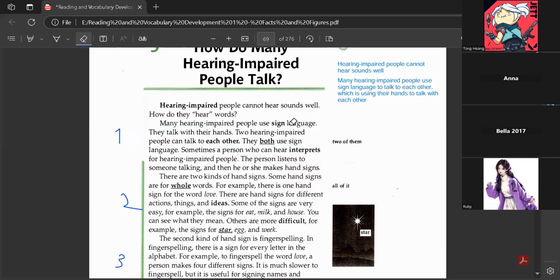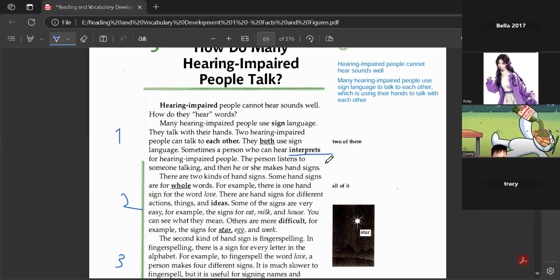Sometimes a person who can hear interprets for hearing impaired people. The person listens to someone talking and then he or she makes hand signs. Okay. So what is "interprets"? Does anyone have any idea? Danny, do you know what "interprets" means? No. You don't know?